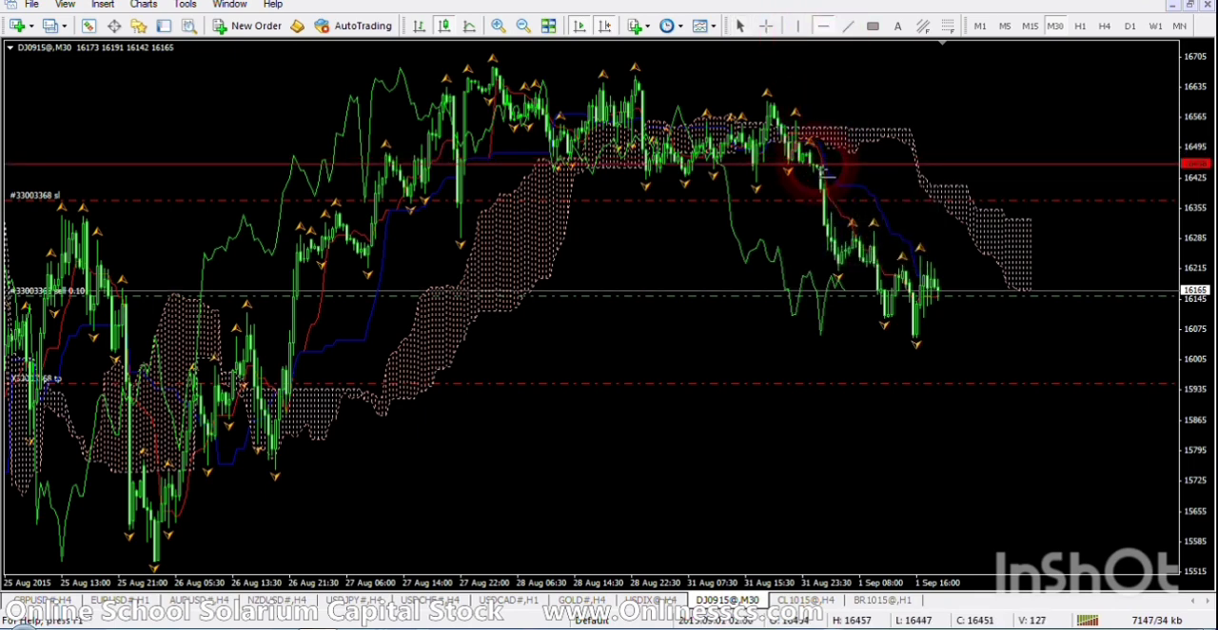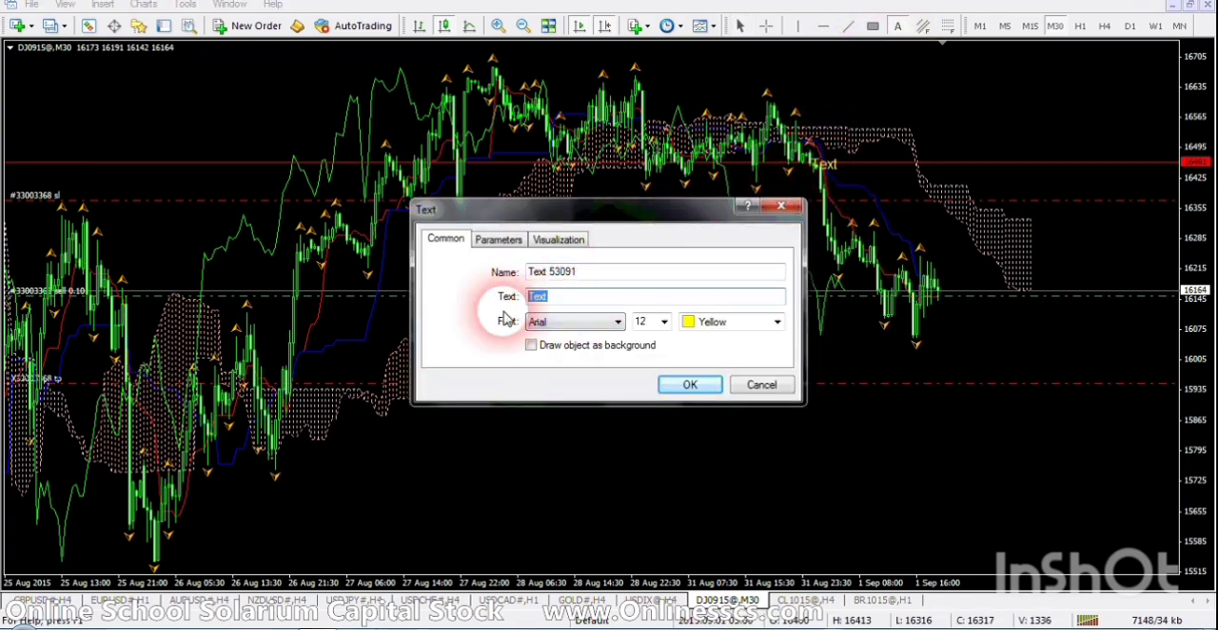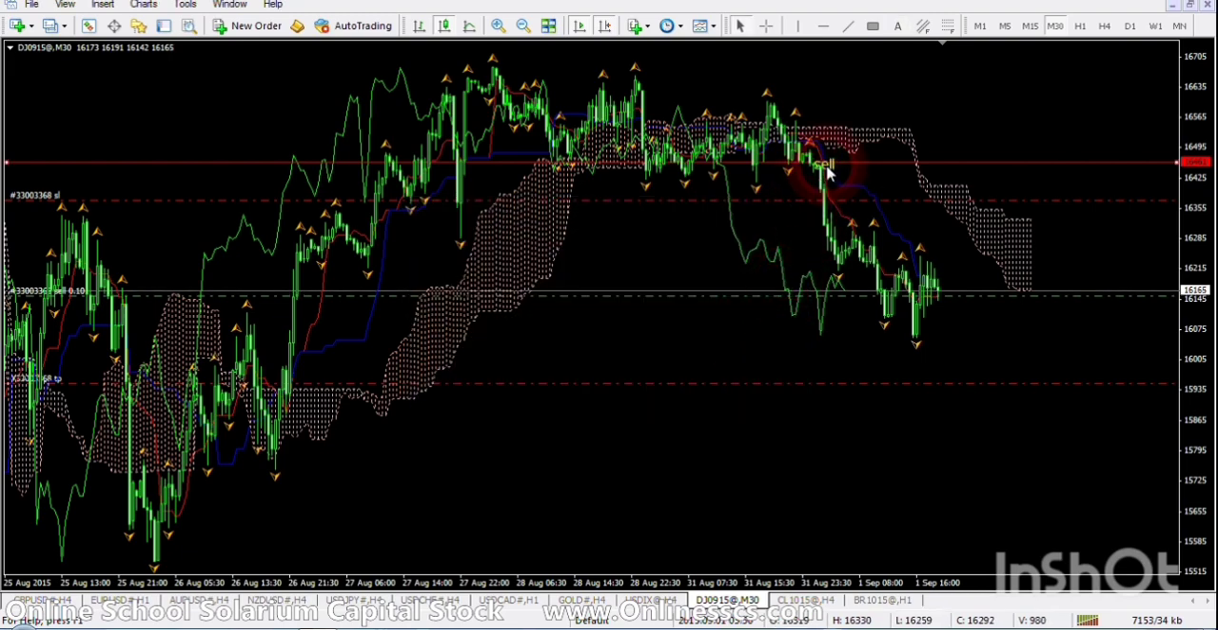So I have a good confirmation for a sell position because the Chikou span is under the cloud. Here, exactly here. Here, I did a sell position on this line. Now I want to know, where do I put my target? Where do I put my TP?